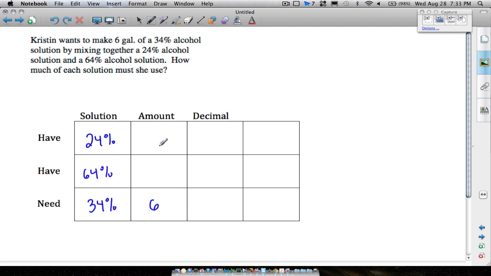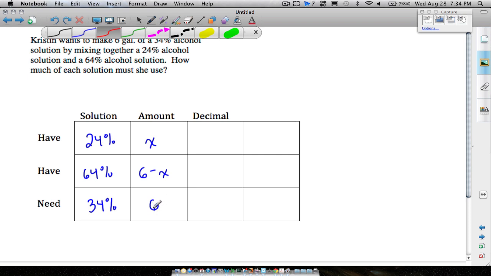We don't know what either one of these are, because it says how much of each. All we know is that these two things added together need to equal 6. If we call this x, if we need x gallons of this, but yet we want these two things right here to add to give you 6, if we can find this number, we can take 6 and subtract that number to figure out this. Now you might say, I don't understand that. That's confusing. Well, let me throw this at you.